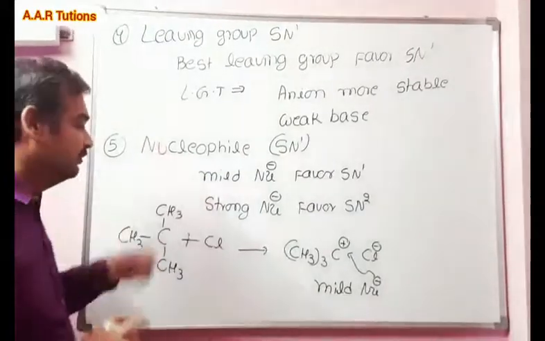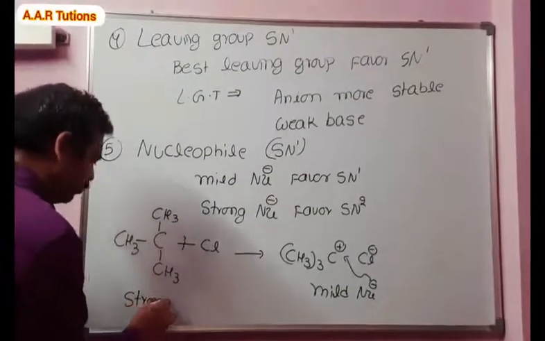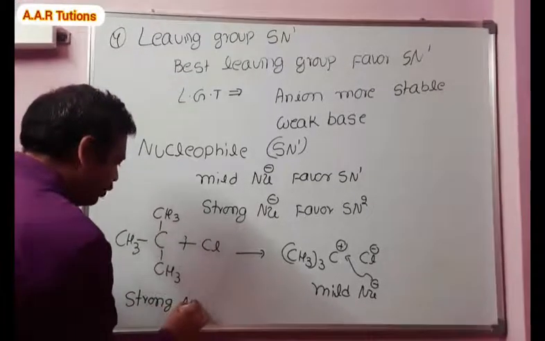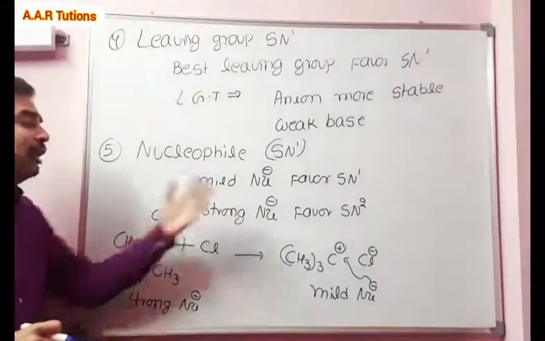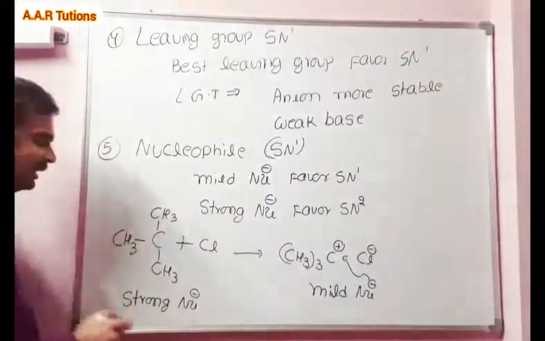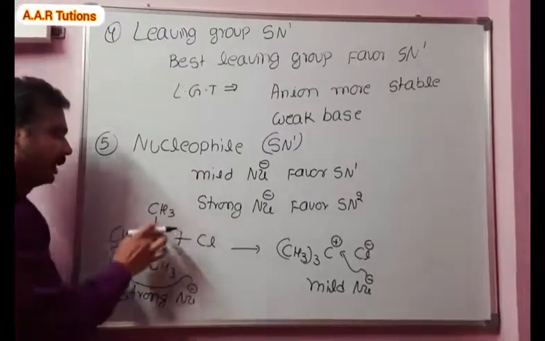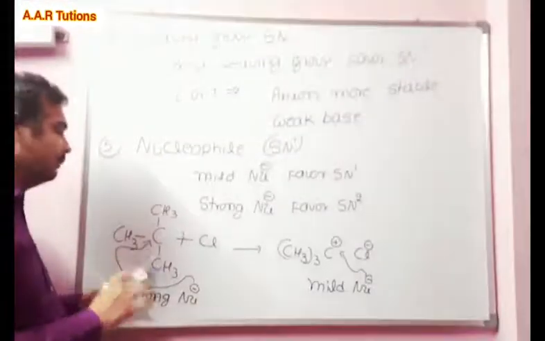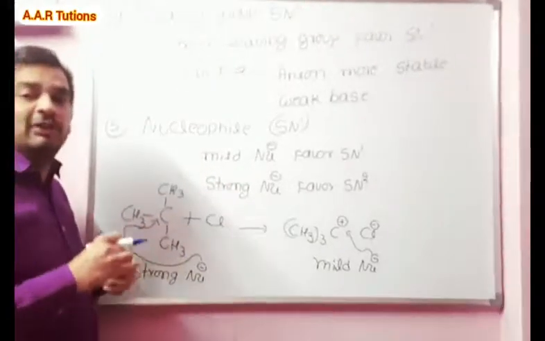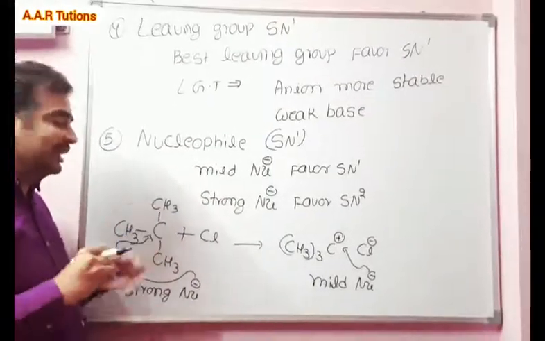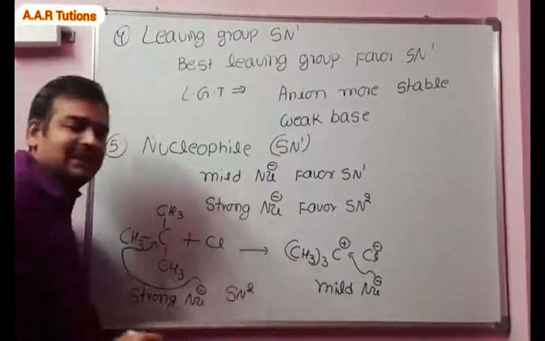Suppose it is a strong nucleophile. If you use a strong nucleophile, it won't allow this C-Cl bond to polarize. It won't allow the carbocation to form. Instead, it will directly attack from the backside of the alkyl halide in one step. So we get the nucleophilic substitution, and in that case that is SN2 reaction. Regarding this reaction, we'll discuss in the next class.